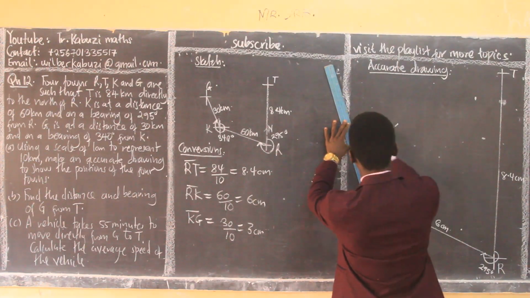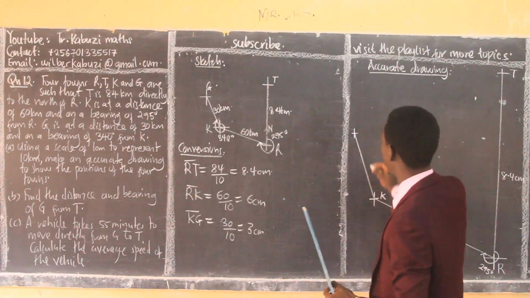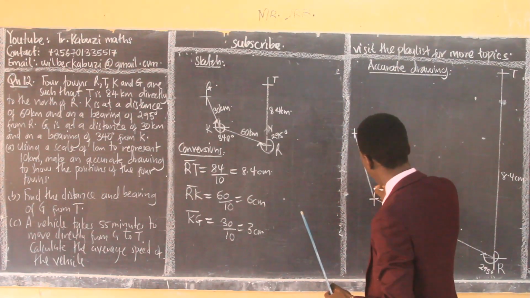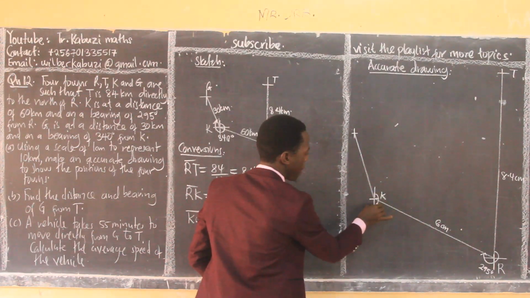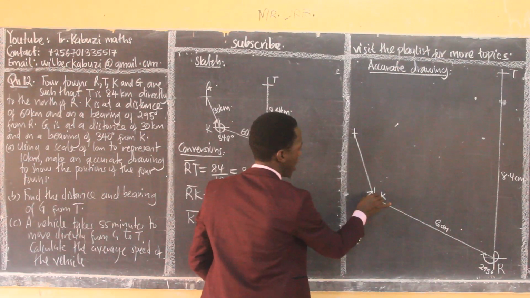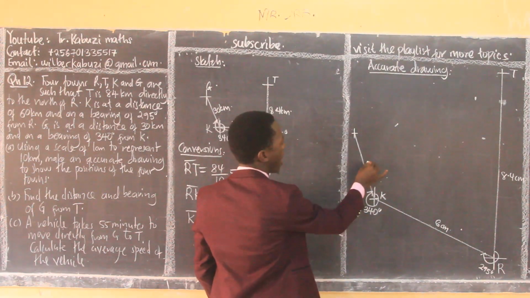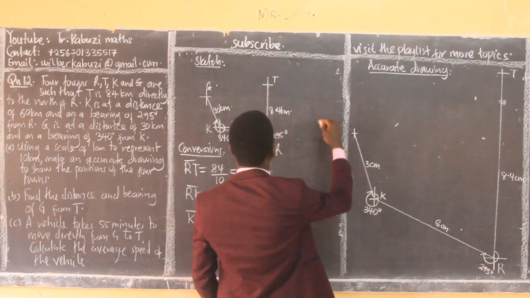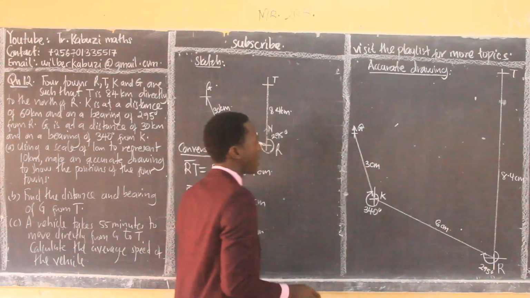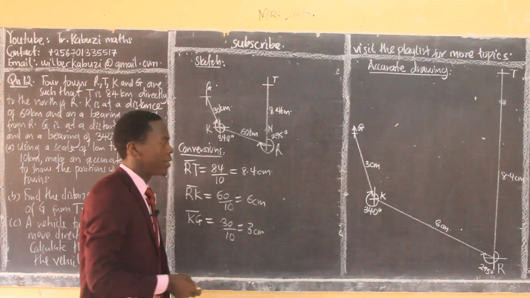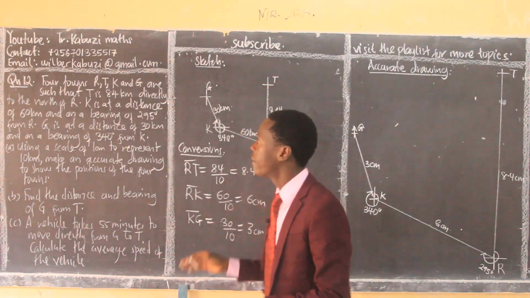So now here is going to be the bearing, measure the bearing. We said we measure the bearing from the north line. So from here up to here, I have 340 degrees. Then here I have my 3 centimeters, and this will lead me to my G. So that's where my G is. So that's the accurate diagram for now. So now drawing the accurate diagram is done.